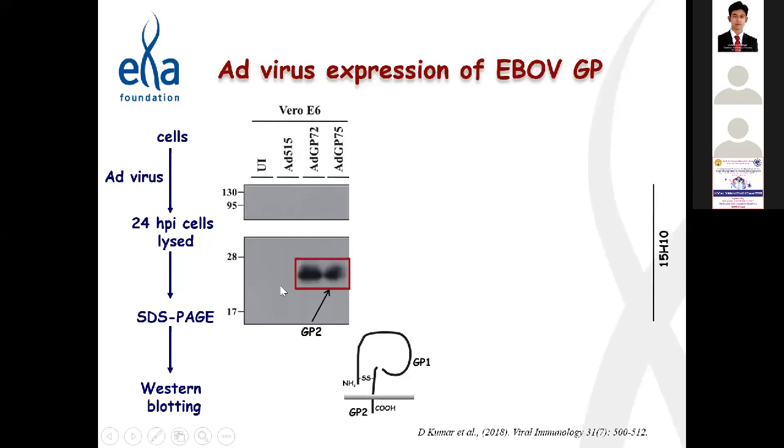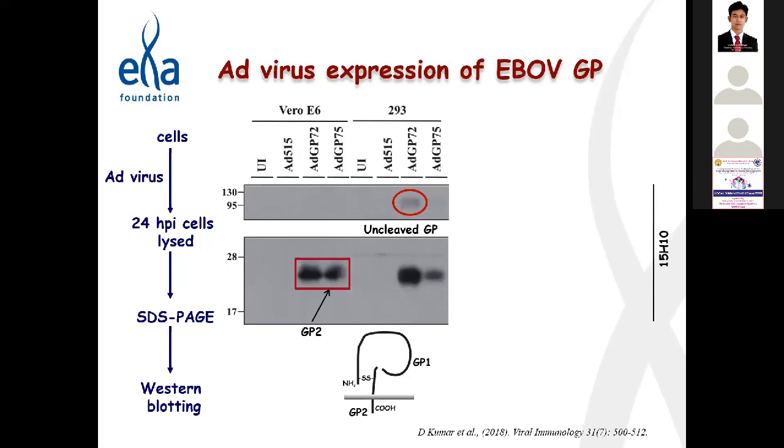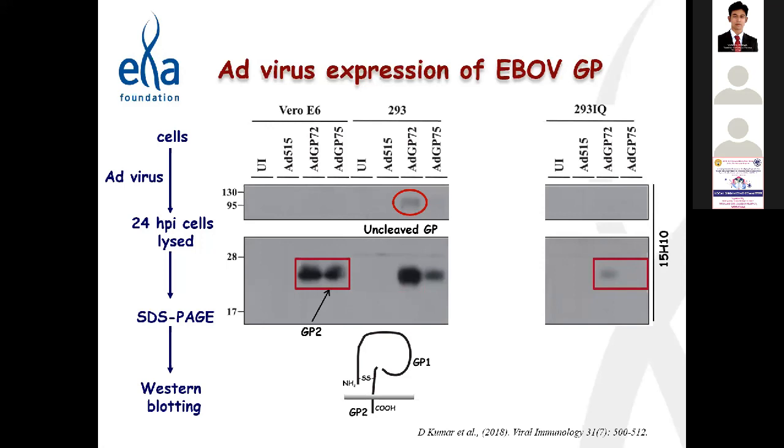And remember that this does not have a control on the expression. So we then went ahead and infected 293 cells, where there is again no control on expression. You can see a good amount of glycoprotein being expressed in these two cases. But when we use the same virus, same treatment, for 293 IQ cells, we don't see much expression of GP. You can see the intensity has gone down drastically.